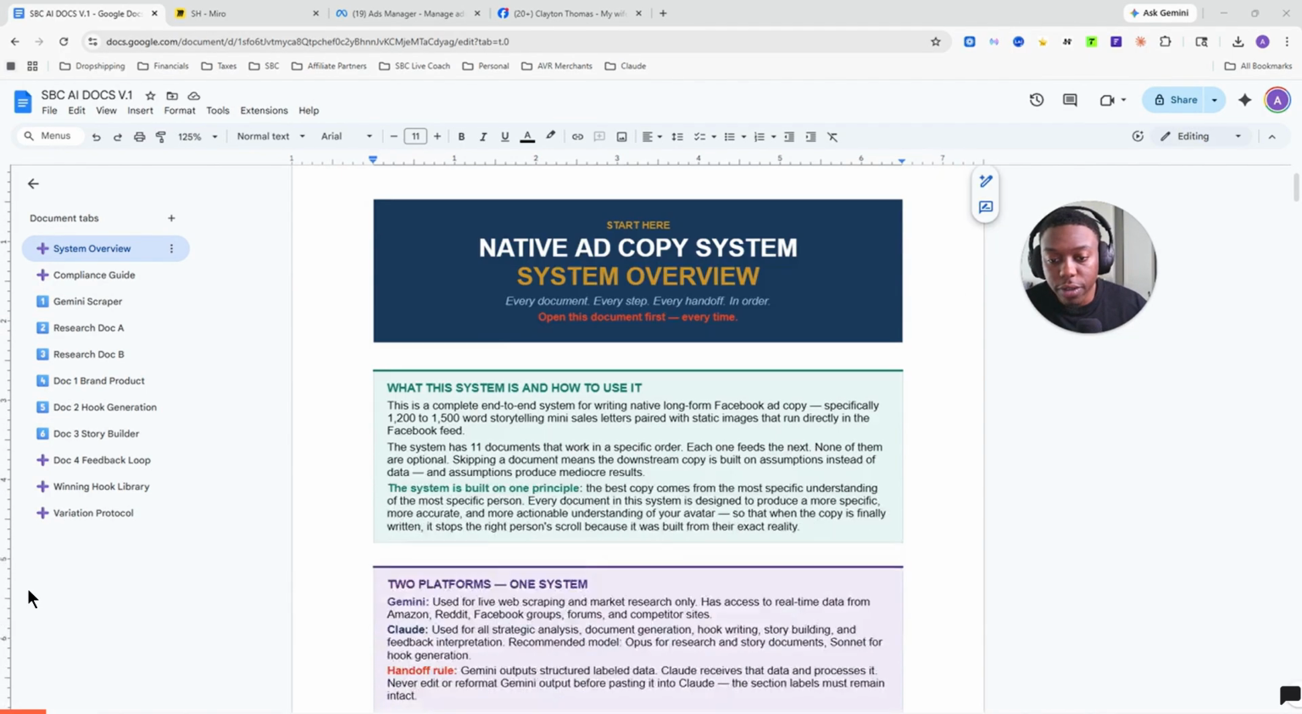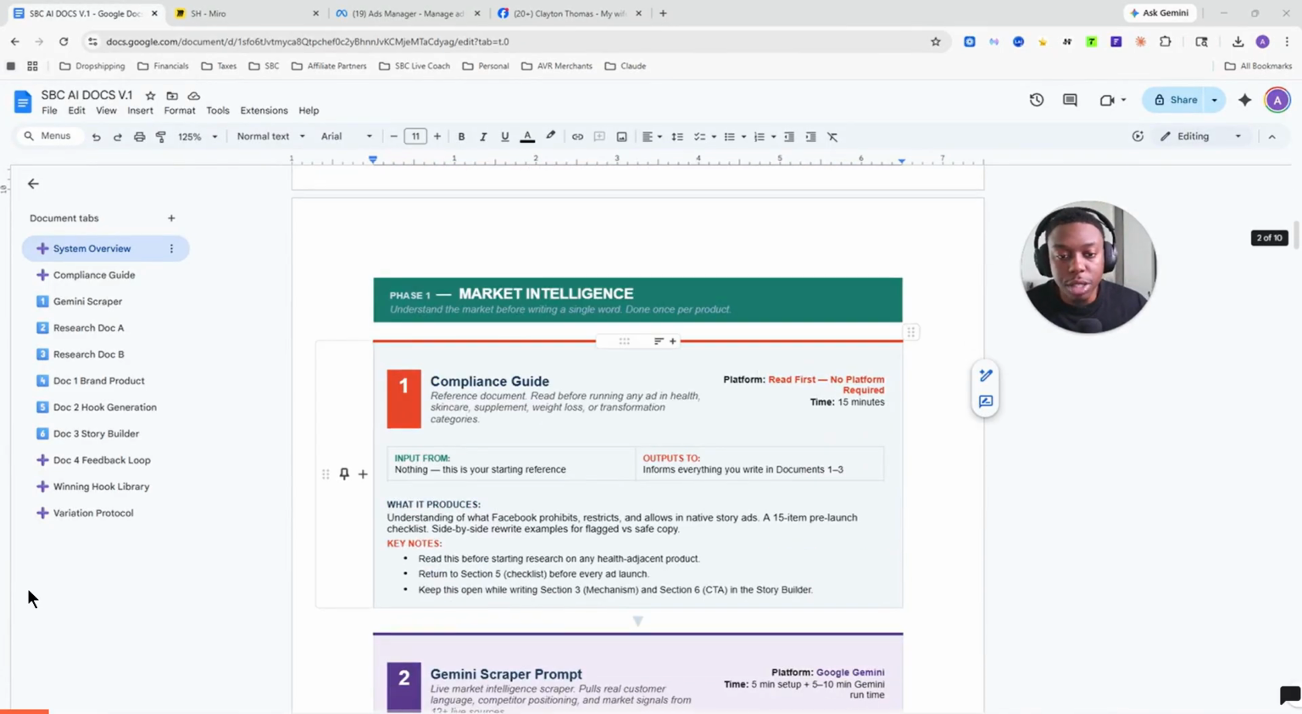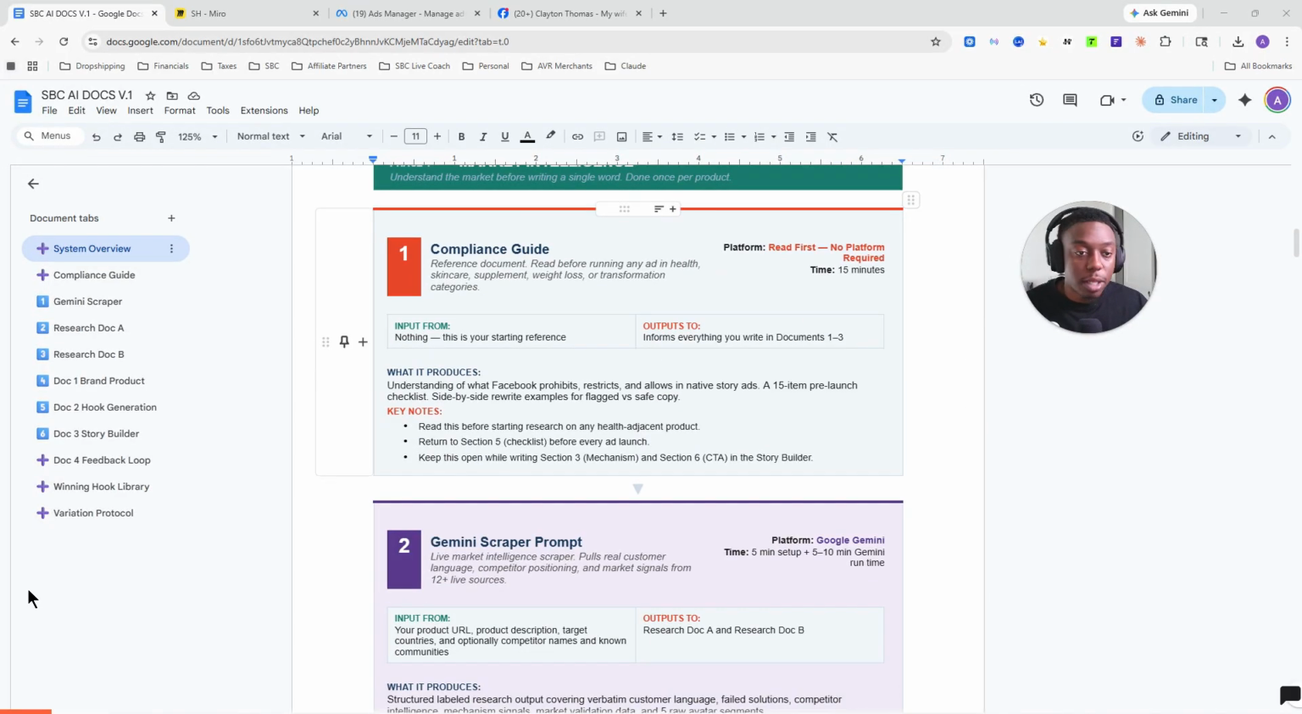So this is just going to be the system overview. You can go through and read this for yourself, but just to highlight a couple important parts here, the way these prompts were created is I actually coded them myself to give you the most beneficial outcome and output for creating the copy. First off, the main goal here is to create really good copy, but we want to make sure we do it in a way that doesn't get you in trouble and get your ads banned.